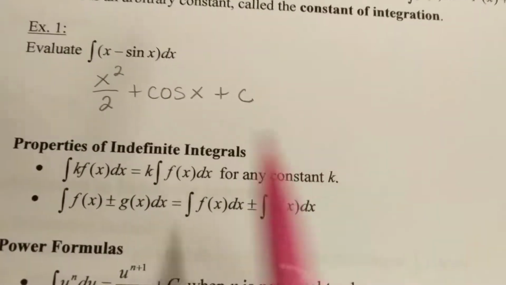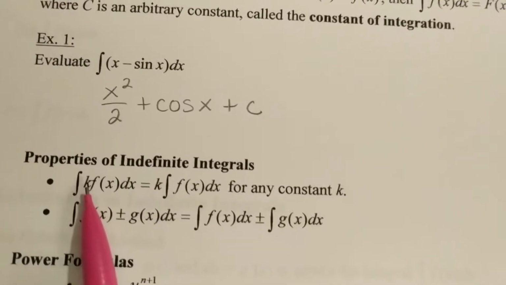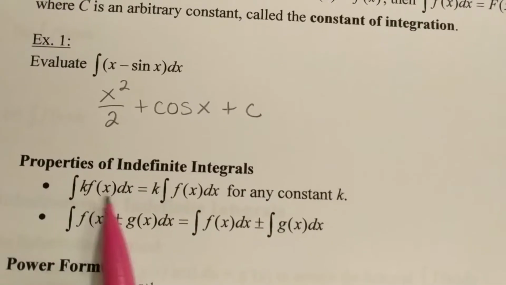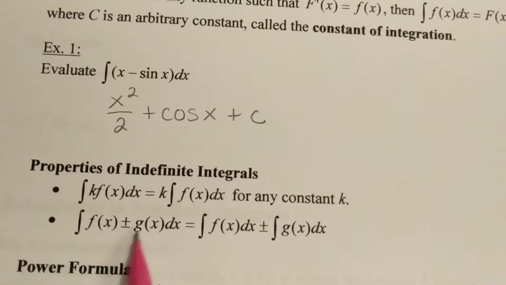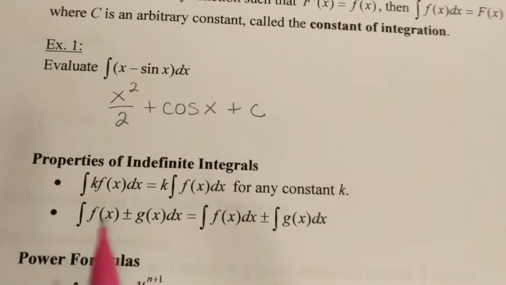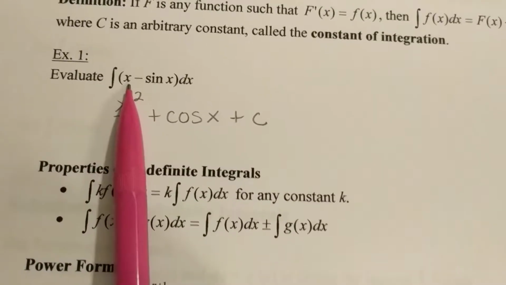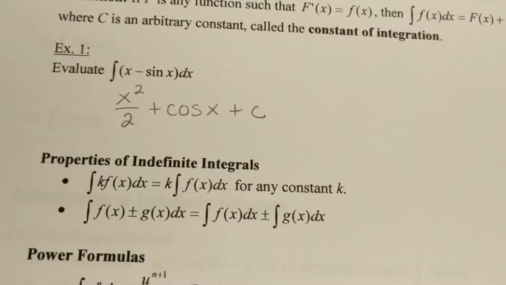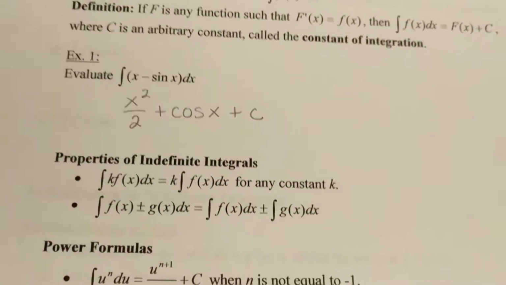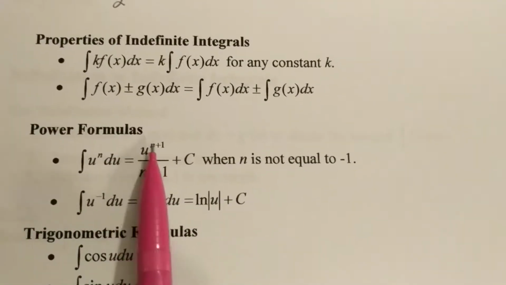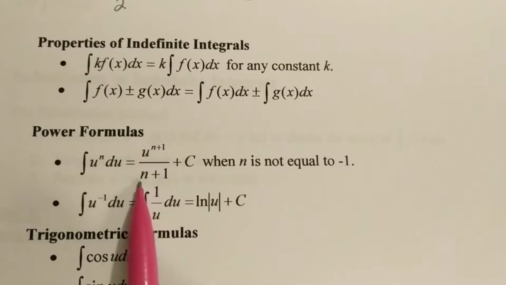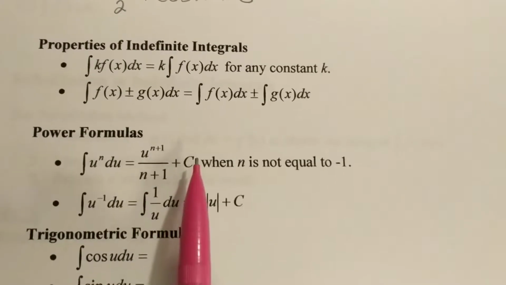So a couple of properties. Just a reminder, if there's a constant out front of a function, we can pull that constant out front. And we can break up sums and differences into pieces, just like what we did here. We did the integral of this part, and then the integral of this part, and then we combine them. The power rule is the one that we've been doing, where you add 1 to the exponent and then divide by that exponent plus C.